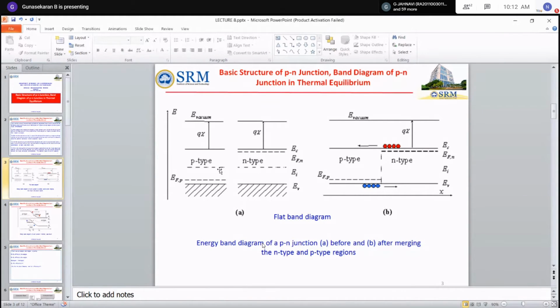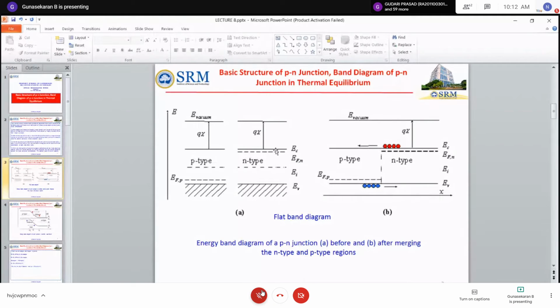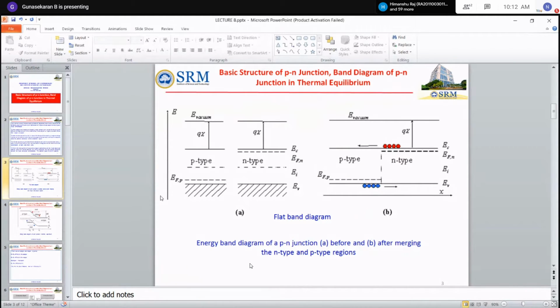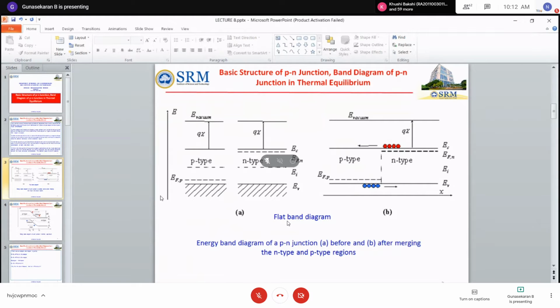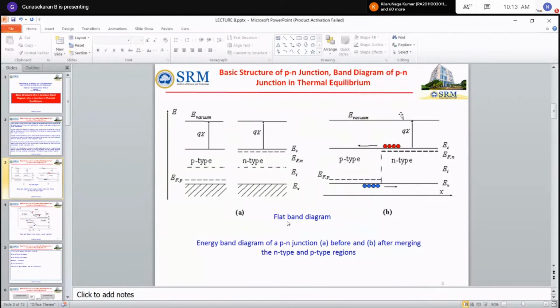Yes, sir. See, this is the P side and this is the N side. For the N side, the Fermi energy is very close to the conduction band, and on the P side, the Fermi energy is very close to the valence band. This is before merging, or before contact, of P and N. After that, what happened? You will see when the PN junction is formed, after merging the N type and P type regions, how the energy levels come in thermal equilibrium.